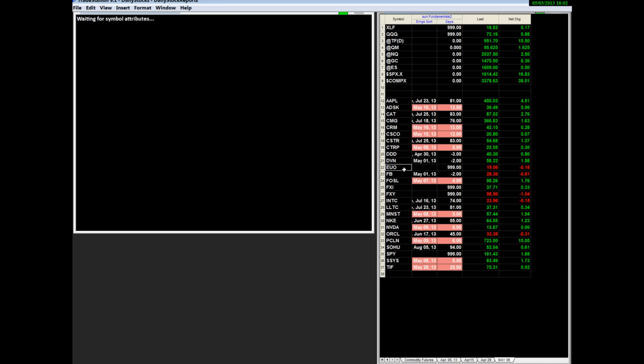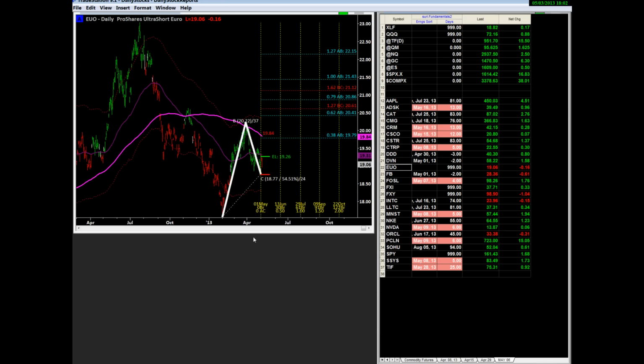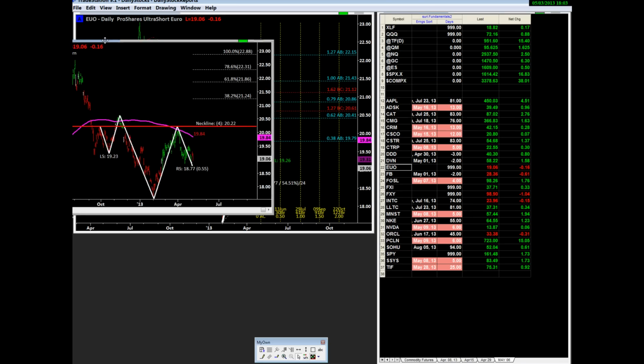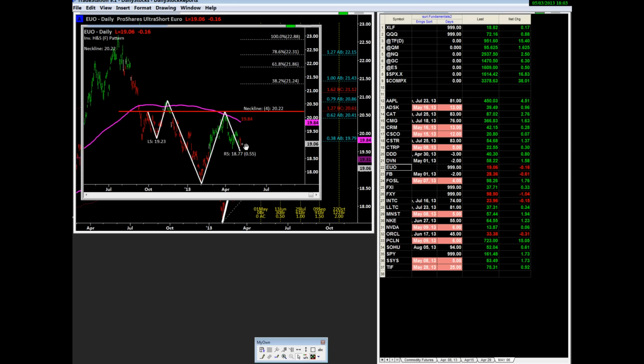Another one is the Euro Ultra Short. This is an ABC pattern, but what it's also forming at this point is an inverse head and shoulder pattern, with a neckline of about $20. So we're going to wait for it to cross the neckline and trade above it to continue much higher. That means the euro is going to be tanking if that's what happens.